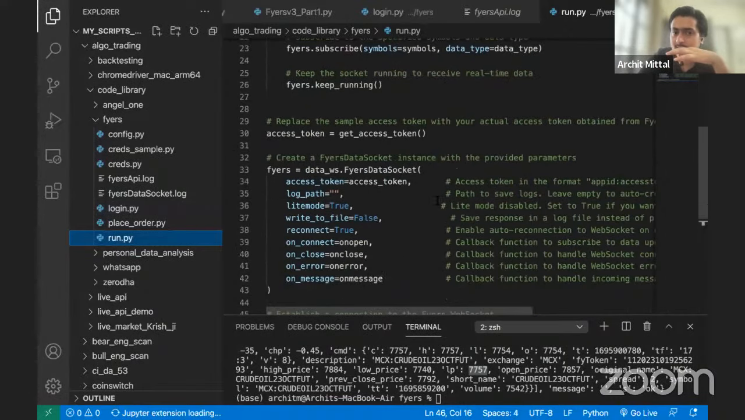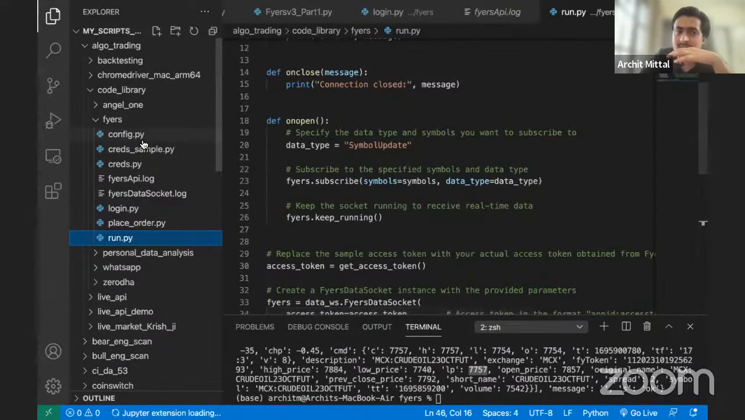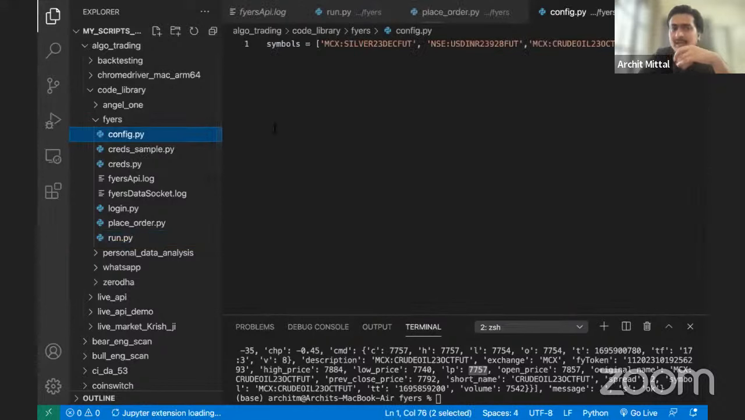So in this, you will be subscribing the symbols. For subscribing symbols, just go to the config file. This is the file you will be changing. Whenever you are writing algo code, you will be changing a config file. So after changing that config file, you can just go and run it. You don't have to change the code again and again for these things. You can just change the config files.